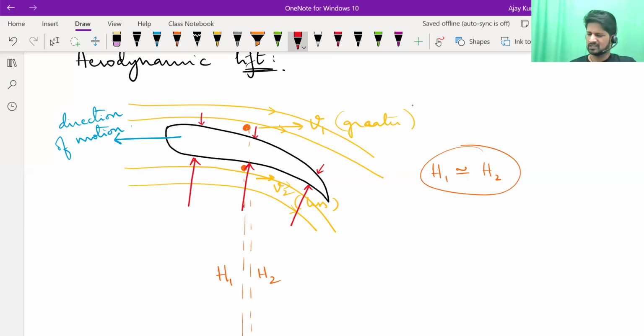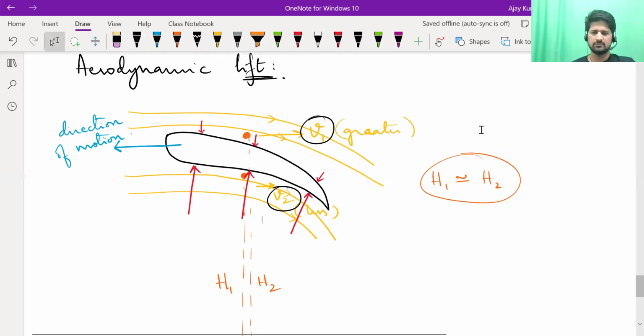So they can ask questions like this also. They can give you pressure above and below, or they can give you the speeds above and below, and then area, and ask you what is the upward force, or upthrust, or the lift acting on the wing of the aircraft. One wing, two wings, those adjustments you'll have to make.